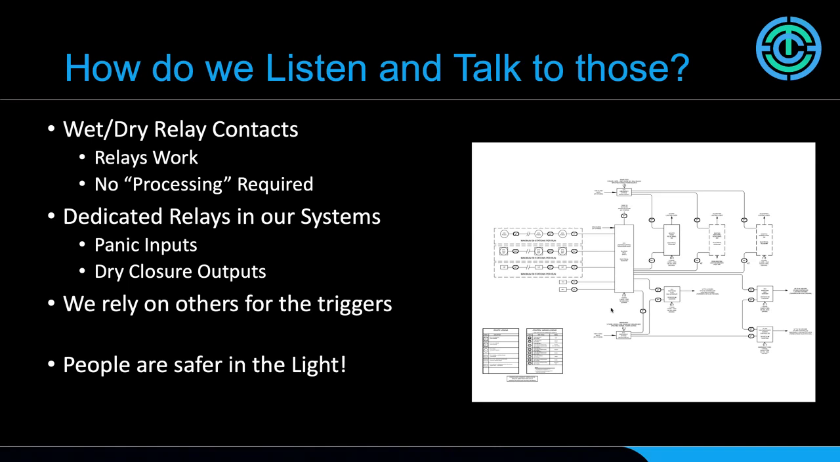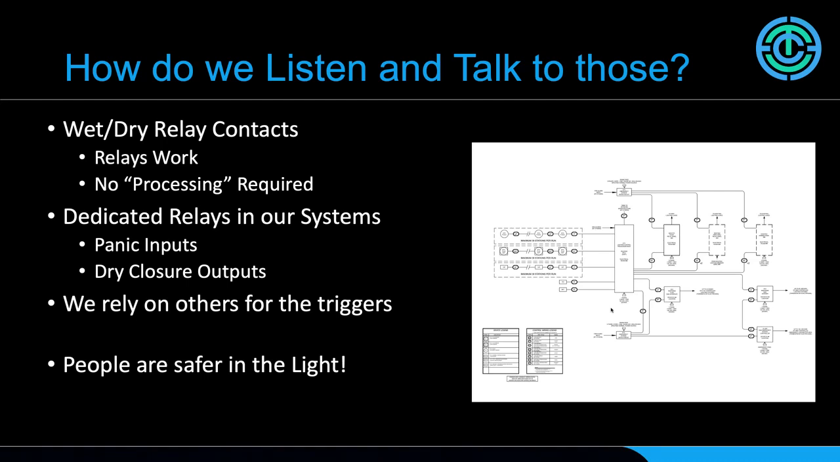ETC provides dedicated relays in our systems throughout all of our power panels, throughout all of our dimming and control panels, as well as some of our smaller subsystems. They provide dedicated panic inputs to all of our devices that are listed, and we will be reviewing some of those listings in a moment, that allow that system to bypass any of its processing and function to bring power and lighting on in those situations.